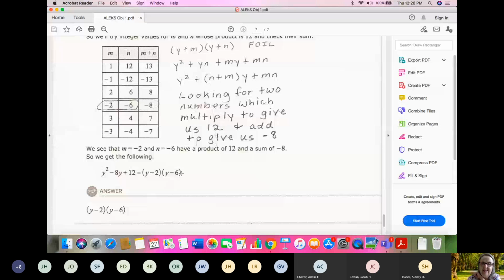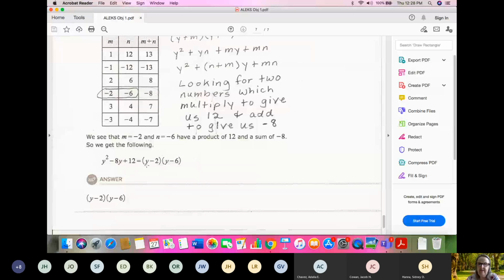And that's how this trinomial factors. We have 3 terms, and therefore it's called a trinomial. We can check by foiling, which is why we did that earlier, so you'd have a little practice with that on its own. The first two, y squared, check. The outer two, y times -6, which is -6y. The inner two, -2y. -6y plus -2y, -6 plus -2 is -8.